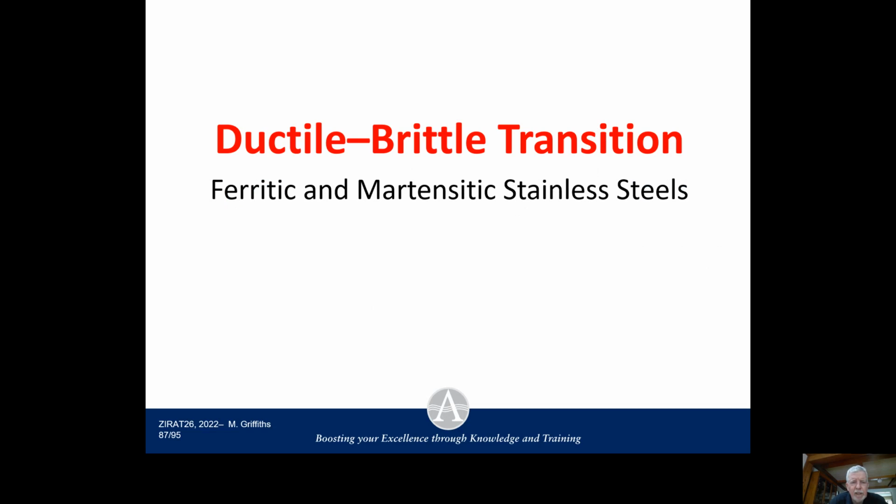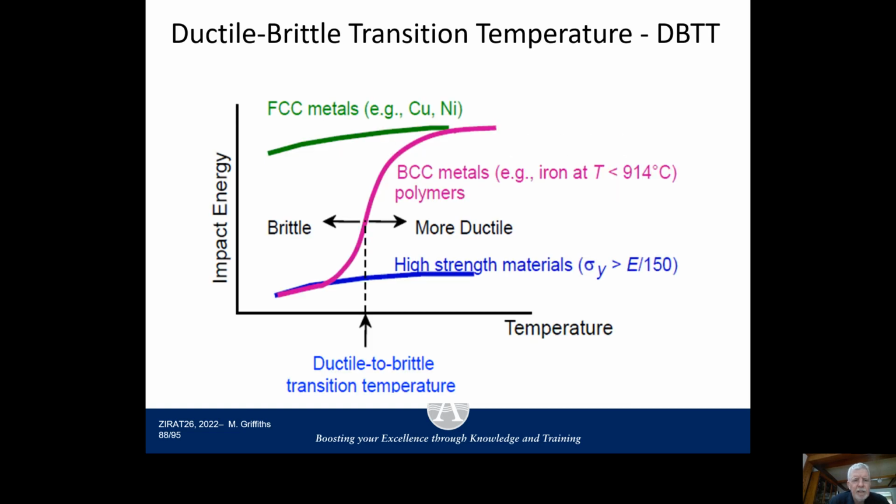I'm going to finish now with the last topic, on ductile to brittle transitions in the ferritic and martensitic stainless steels. Here's a typical slide that many of you have seen. If we look at impact energy as a function of temperature, FCC metals tend to be quite ductile, whereas BCC metals tend to exhibit this transition in ductility, where at low temperatures they become quite brittle. The impact energy needed to fracture the material is lower.